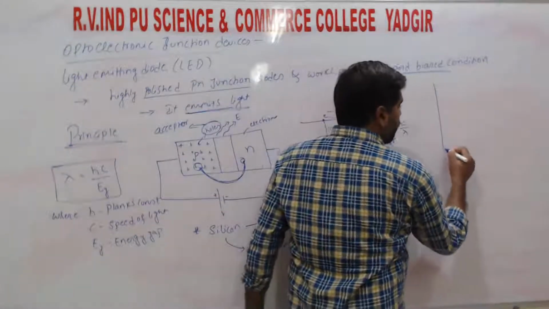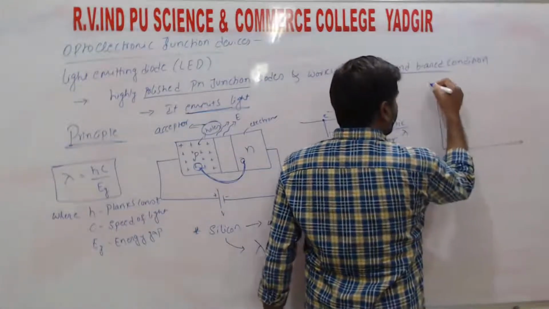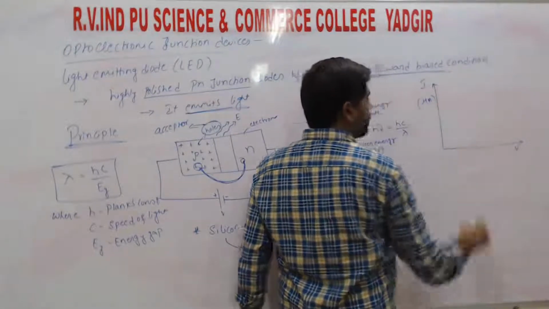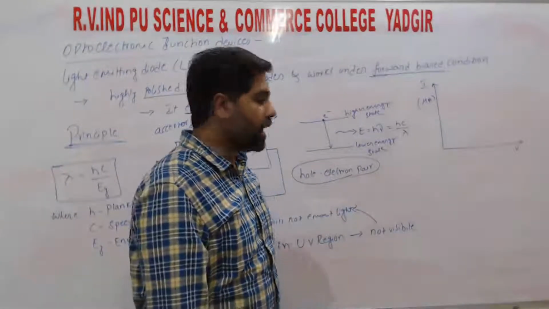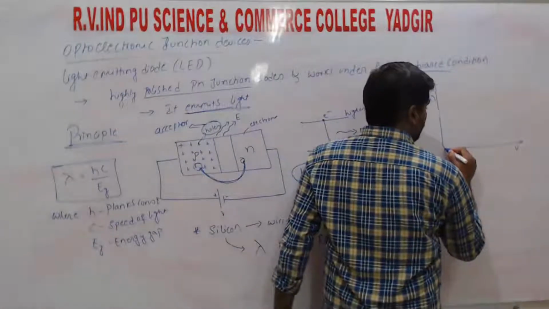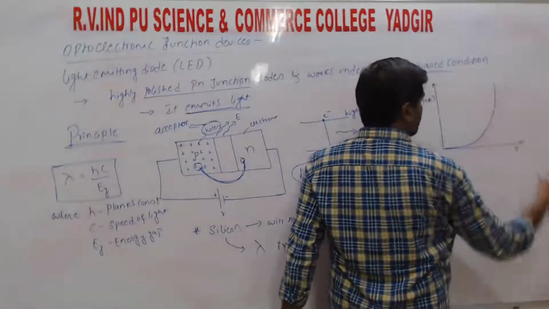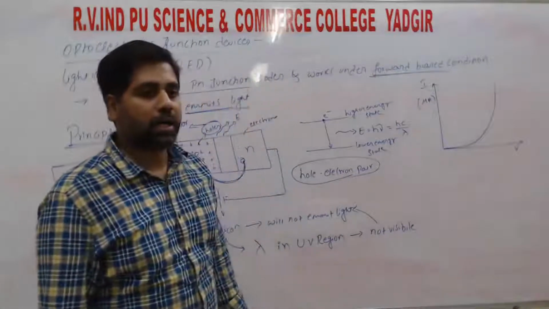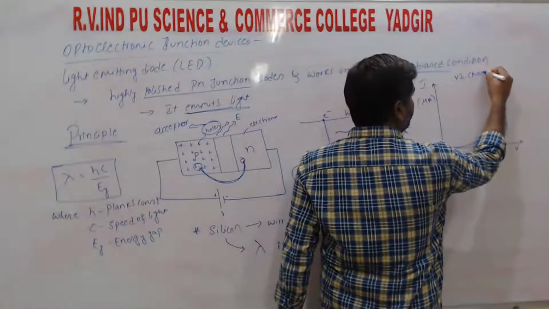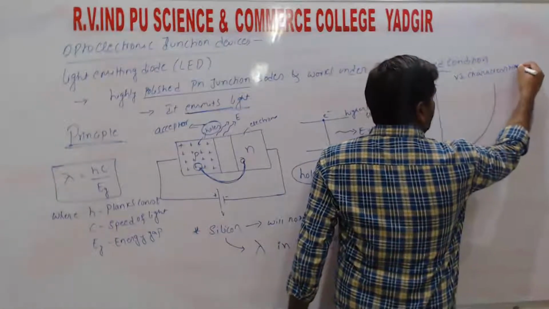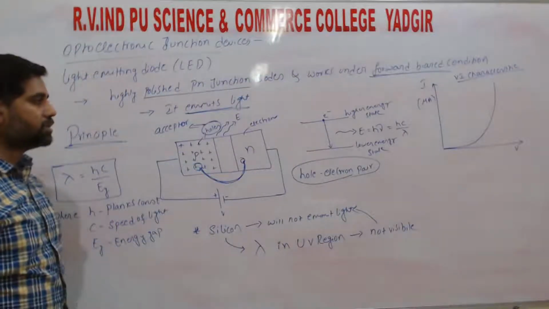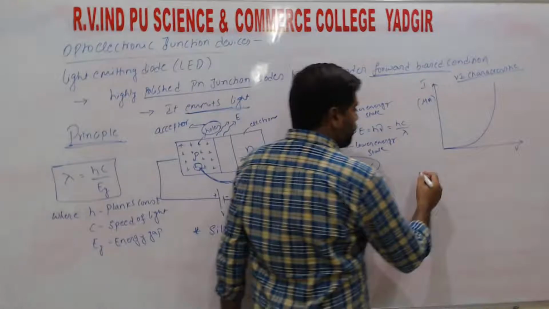So next is the VI characteristics. As the LED is forward biased, the VI characteristics is the IV curve. Here current is in microamperes and V is the applied voltage, right? As we increase the voltage, the current slightly rises. So this is the VI characteristics of LED, right?